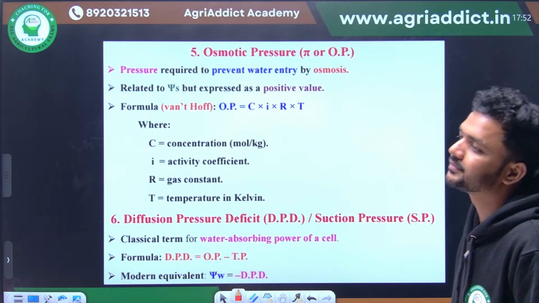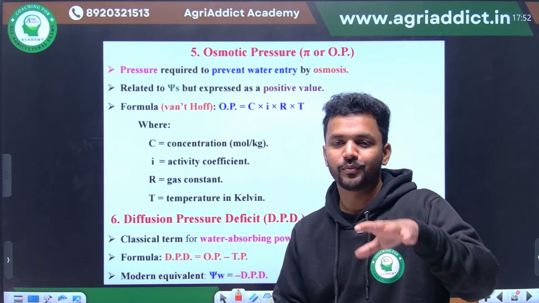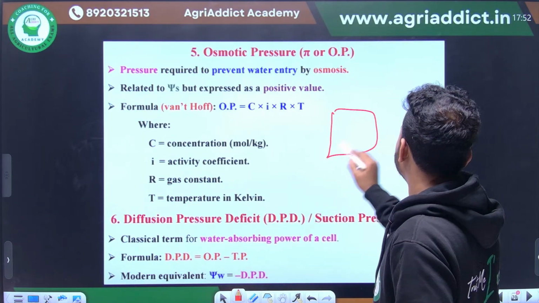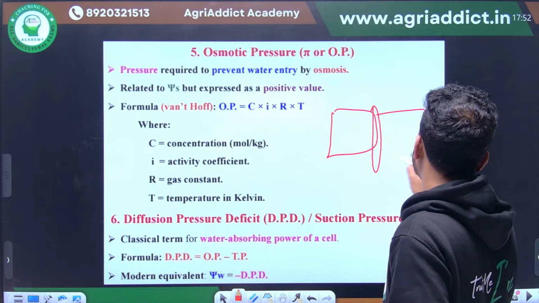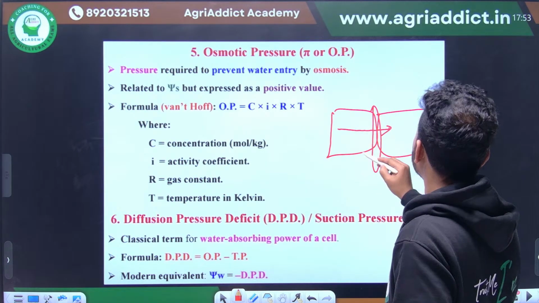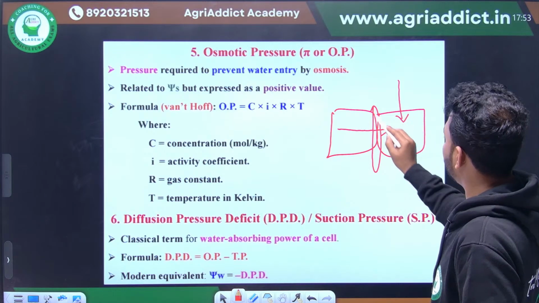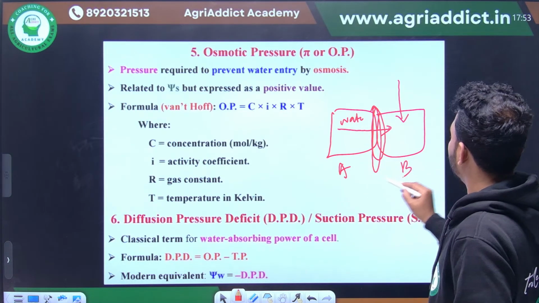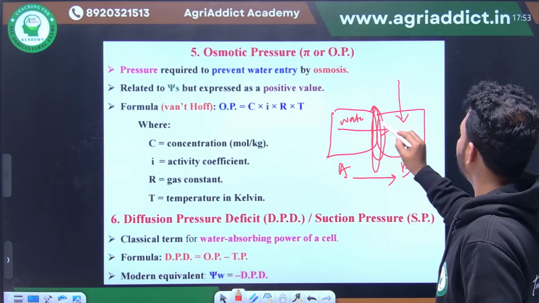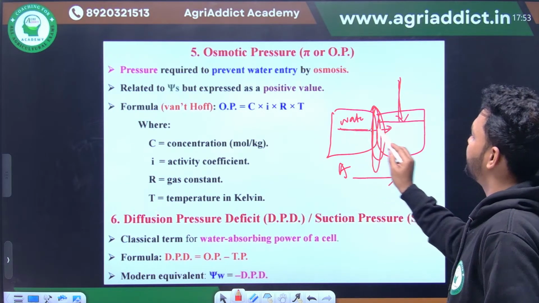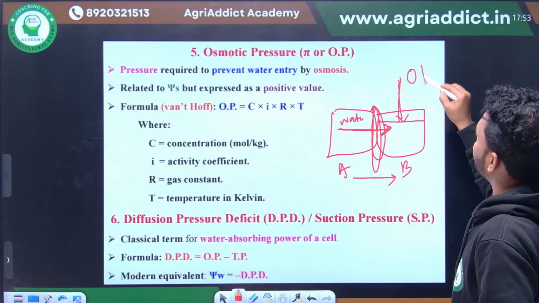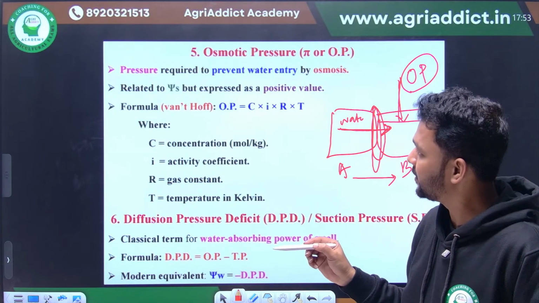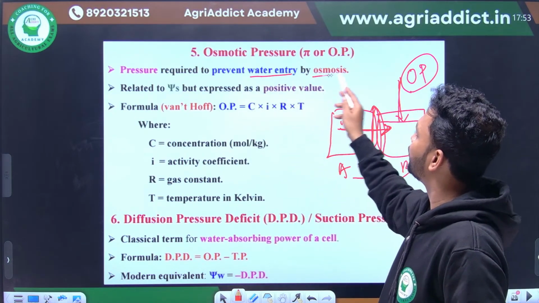Now osmotic pressure. The pressure we apply to stop osmosis is osmotic pressure. See, here there are two systems separated by a semi-permeable membrane. Water is moving from A to B. If you apply a pressure here to stop this flow, this pressure will be osmotic pressure. Understood? What is osmotic pressure? The pressure required to prevent the water entry by osmosis.